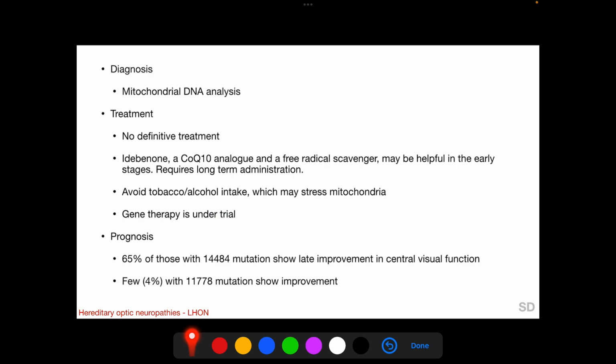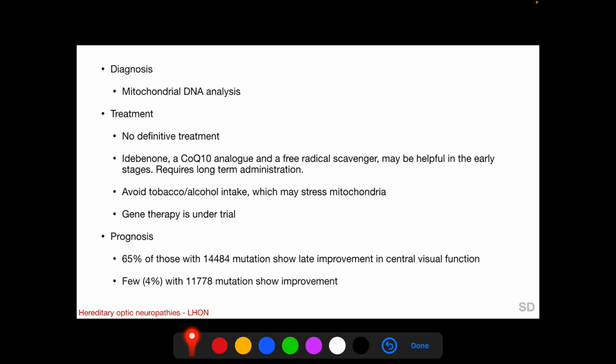So we diagnose LHON by mitochondrial DNA analysis, and there is no definitive treatment yet for LHON. However, idebenone, which is a coenzyme Q10 analog and a free radical scavenger, may be helpful in the early stages. However, it requires long-term administration, and LHON patients are advised to avoid tobacco and alcohol intake, which may stress the mitochondria, as we will later see. Gene therapy is under trial.